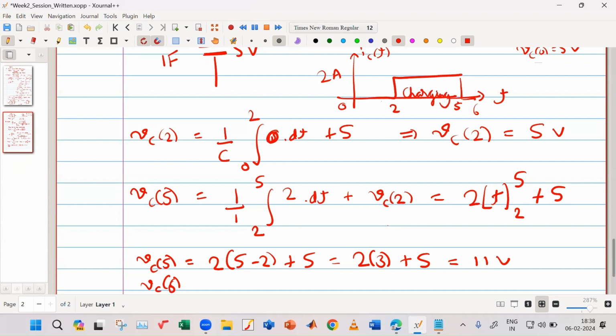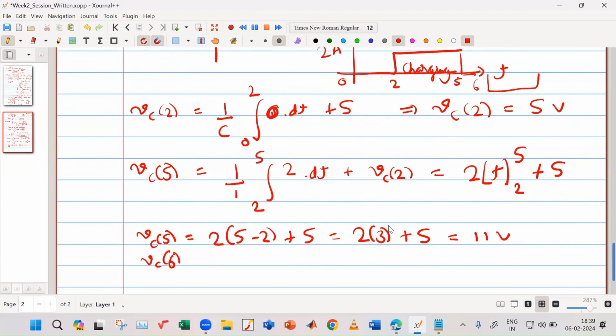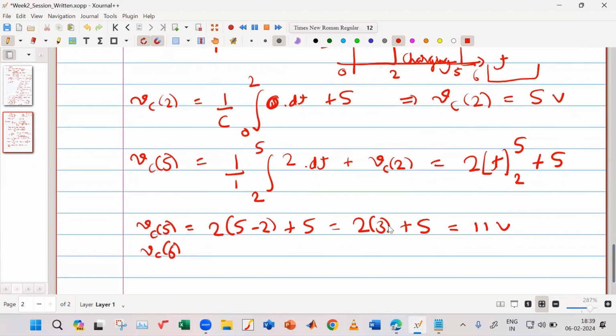Now if the current goes in the opposite direction, then it will discharge the capacitor. It means it is removing the charge from the capacitor. So you are charging and discharging your capacitor. So Vc of 6 is also 11 volt.